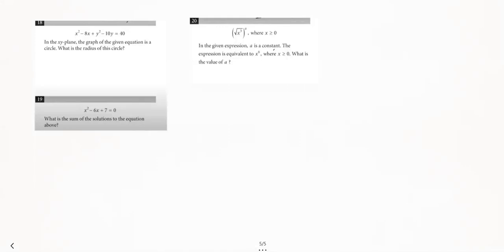Now let's have a look at question number 18. x square minus 8x plus y square minus 10y is equal to 40. In the xy plane, the graph of the given equation is a circle. What is the radius of the circle? Now, first of all, what is the equation of a circle?